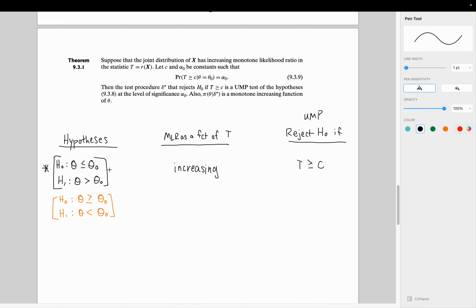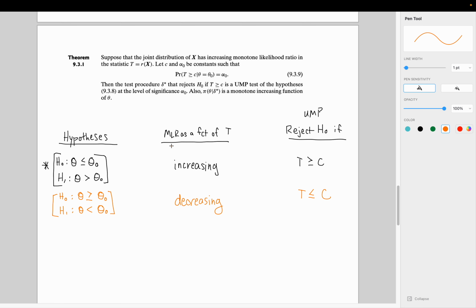This theorem specifically only deals with this situation, but later on in the book it mentions, and this is an exercise in the back of the book, that you can actually have the reverse situation as well. So if your hypotheses were flipped and you have a decreasing monotone likelihood ratio as a function of t, then you can construct a UMP test where you reject the null hypothesis if t is less than or equal to c. So both versions are totally valid. It's just a different version of this theorem, which was left as an exercise. So let's see this in action.